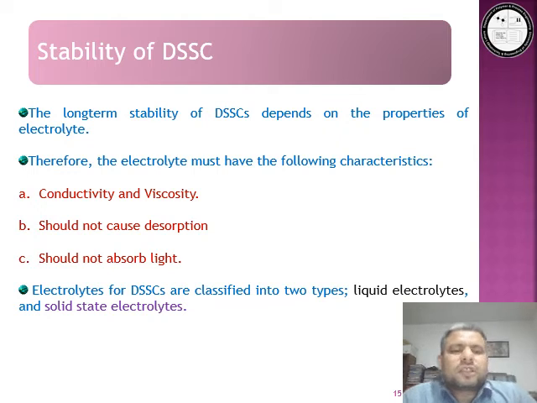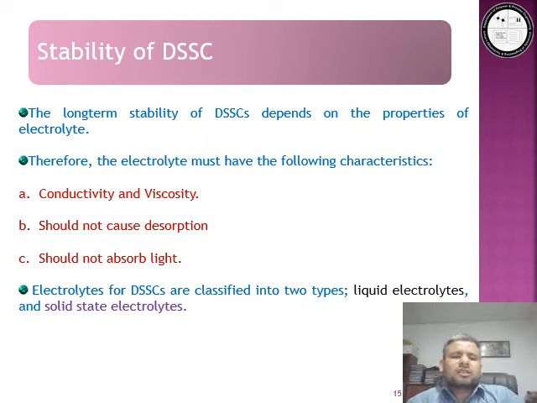As we discussed in some previous slides, the long-term stability of dye-sensitized solar cells depends on the properties of the electrolyte. Therefore, the electrolyte must have the following characteristics. The first is high electrical conductivity and moderate viscosity for faster diffusion of electrons. It should not cause desorption of dye from the semiconductor surface, and it should not absorb light in the visible region.